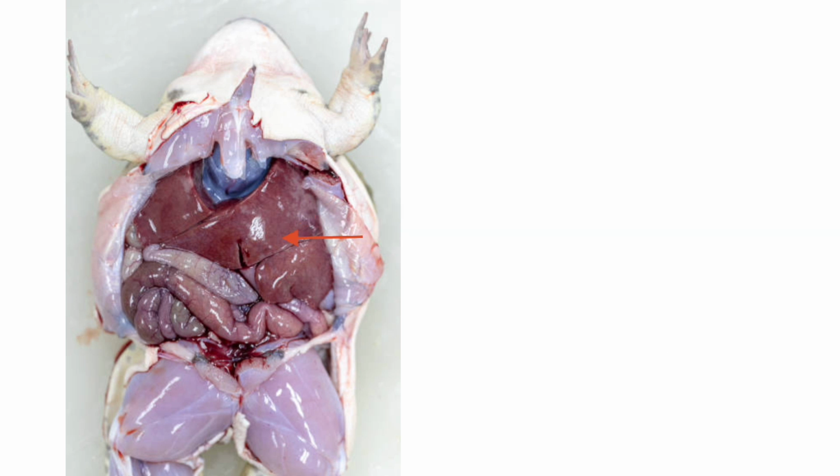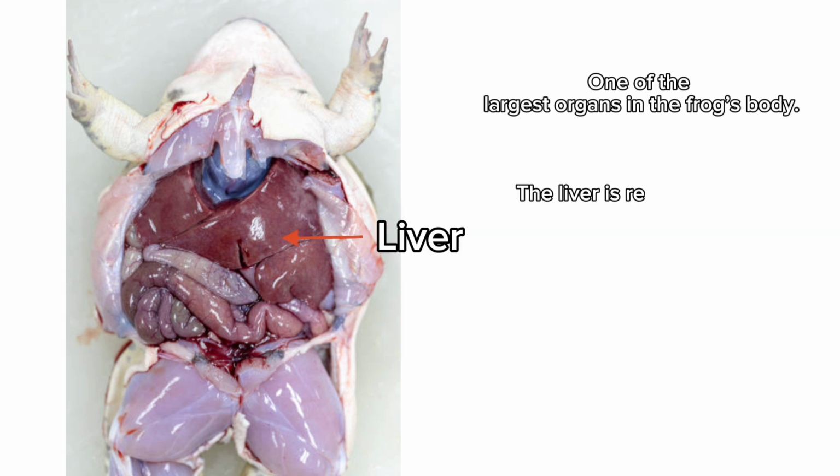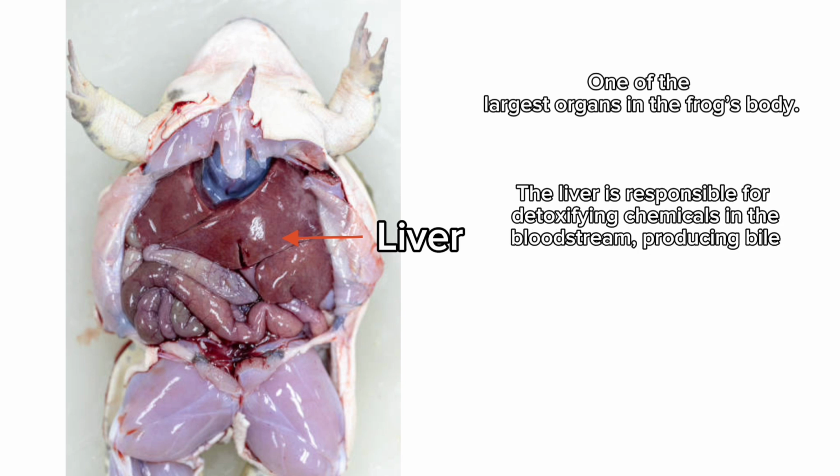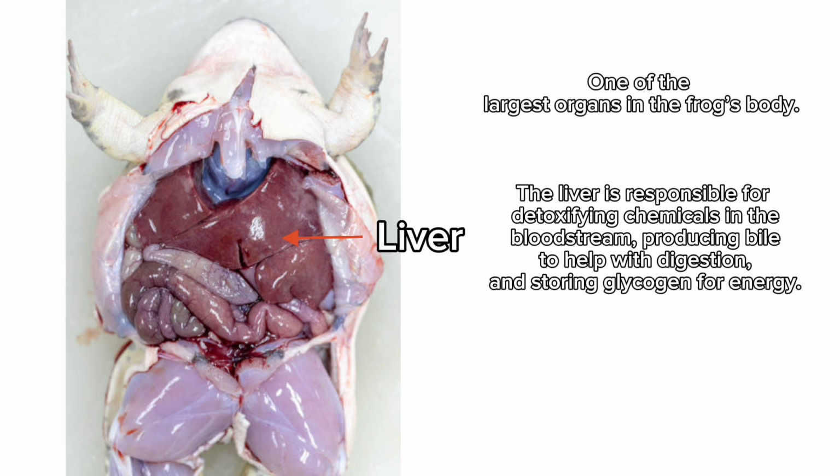Here is the liver, one of the largest organs in the frog's body. The liver is responsible for detoxifying chemicals in the bloodstream, producing bile to help with digestion, and storing glycogen for energy. It also helps with fat metabolism. The frog's liver has 3 lobes.